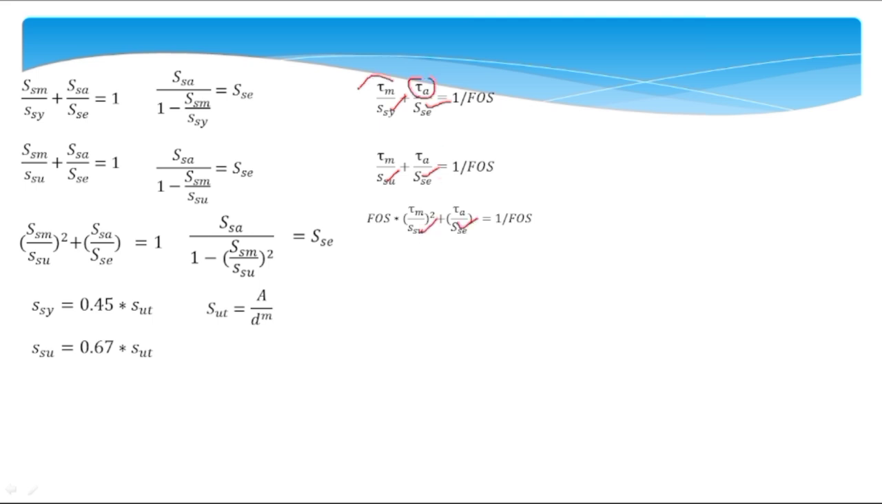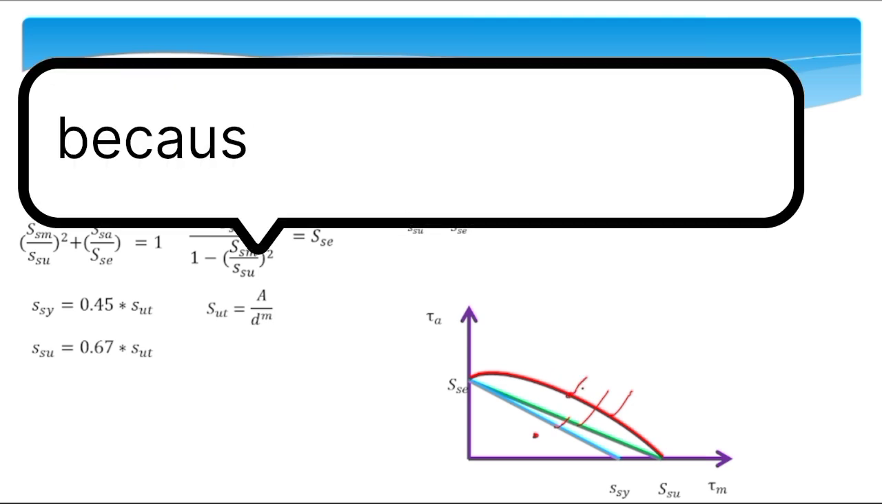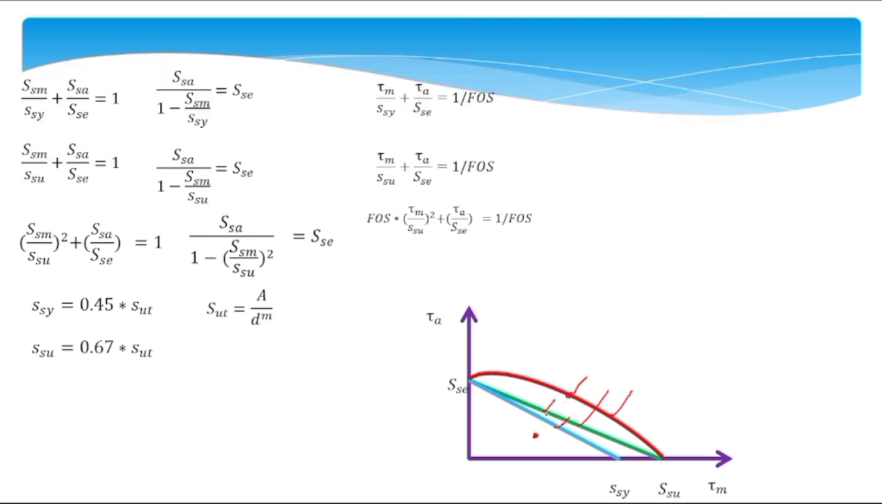Now if we find tau a and tau m, we can predict the factor of safety. So for that, draw a relationship between tau a and tau m and identify the strength points, and then draw the failure criteria. This will be the Soderberg criteria, this will be the Goodman criteria, and this will be the Gerber criteria. Now let's say you are over here on this line. You may be safe or may not be safe according to Gerber, but according to Goodman and Soderberg, you are not safe.